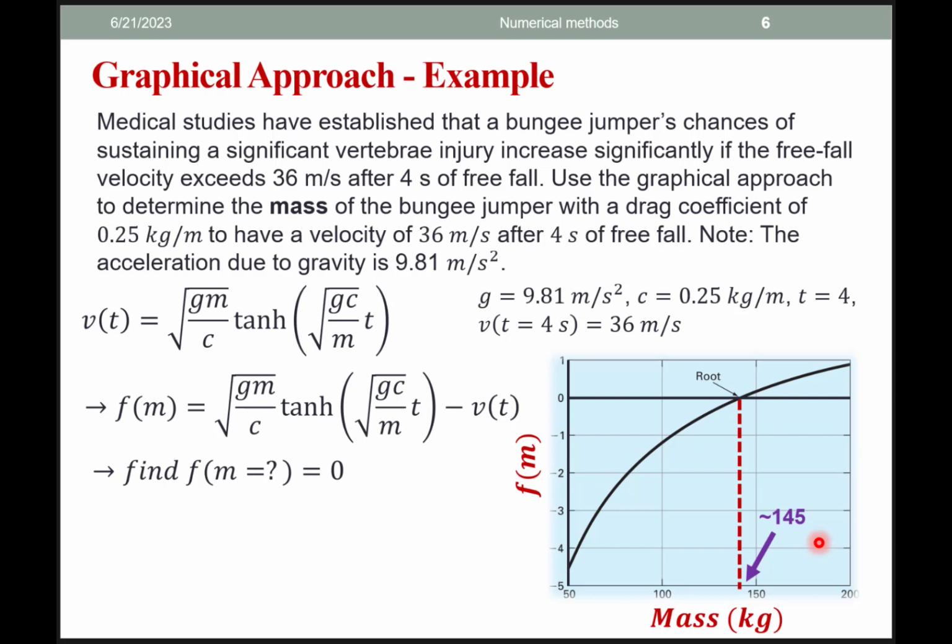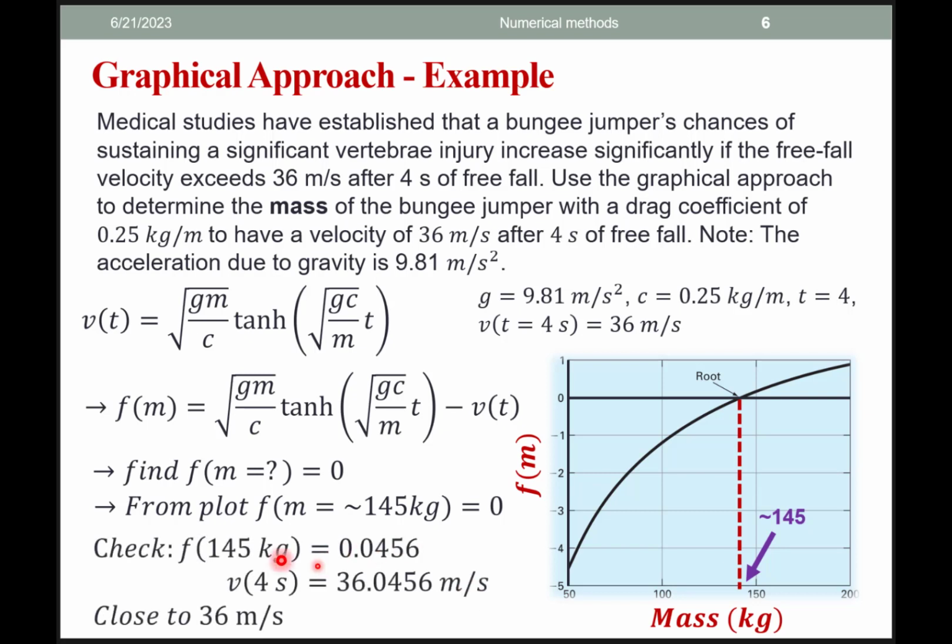The mass here was supposed to give us 0. Right, so we plug it back into the equation and we check what we get. And as you can see here, if I plug in 145, I get 0.0456, which is close to 0. If I check the velocity with this mass, I get 36 meters, 0.0456, which exceeds 36 meters, right? So in a way, this graphical approach works, but it does not give us the exact answer, right?